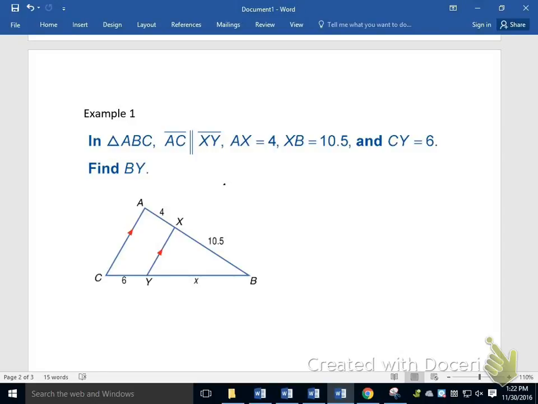The cool thing is where before I would have set this up as x being divided by x plus 6, you actually don't have to do that. You can just do x divided by 6 equals 10.5 divided by 4. You actually don't have to add for the whole side here, and it actually works out just the same.